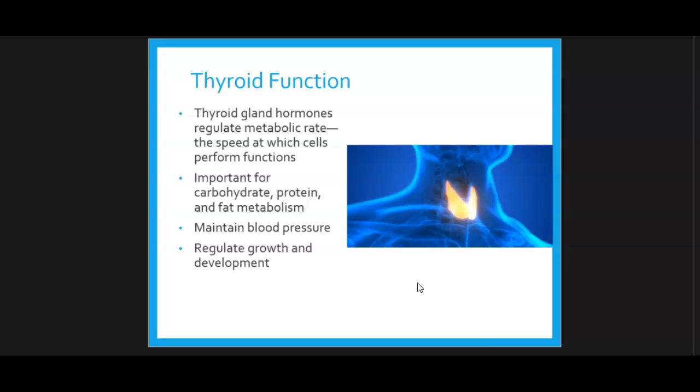The thyroid gland is super important because it regulates something called basal metabolic rate, which is basically the baseline speed at which your cells perform whatever specific function. And some of those functions are metabolizing carbohydrates, proteins, and fats, maintaining blood pressure, and regulating growth and development. So it's a pretty important gland.